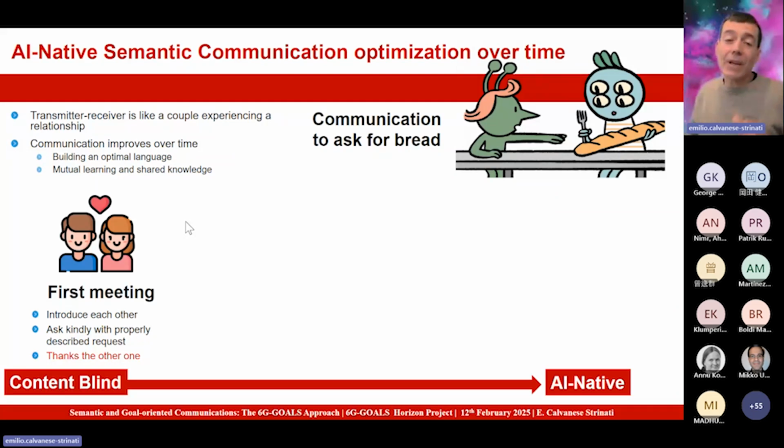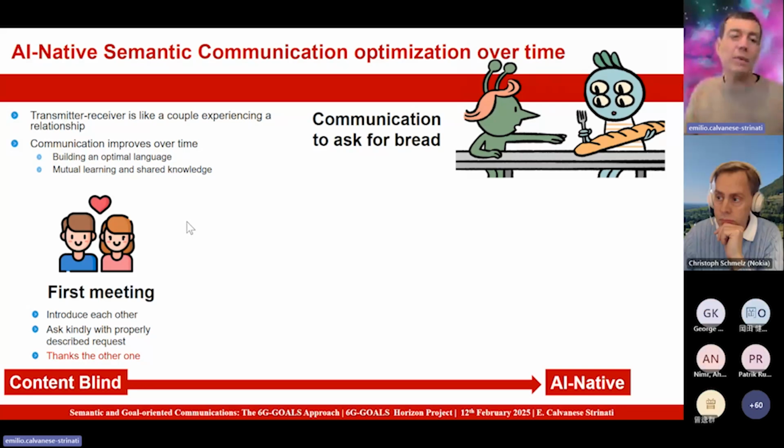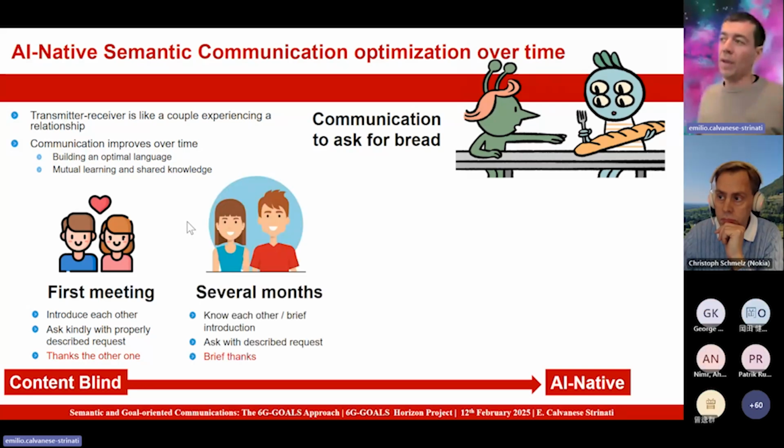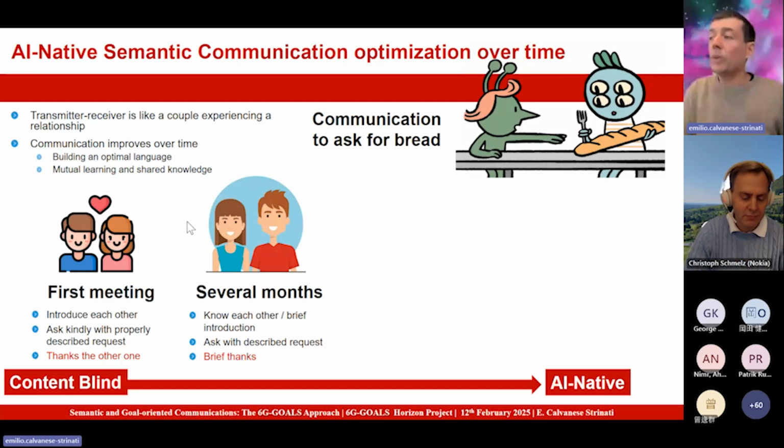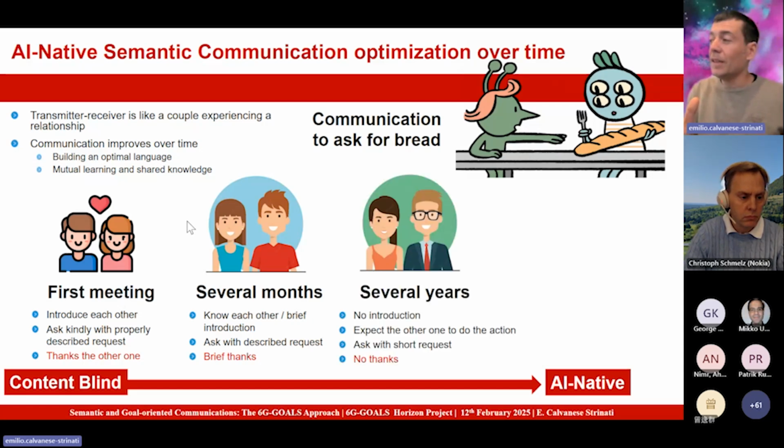Then this is the classical case we do all the time with content-blind communication. We always start from zero in the communication between transmitter and receiver. Then after several months, this couple know each other, so there's a brief introduction. They describe the request, but not with too many details. And there's a brief thanks. Then after several years, there's no introduction. They expect each other to do the action that's required, and the request is a very short description, and there's no thanks at the end.